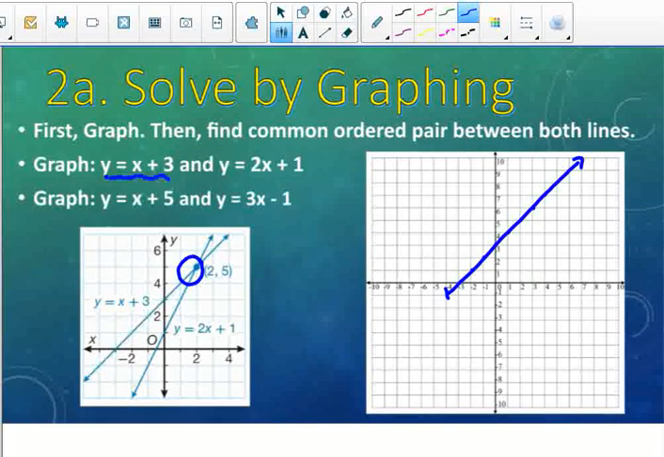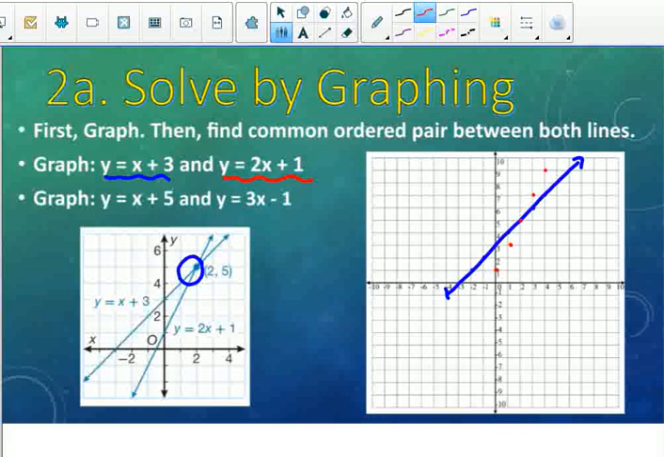So that's this one here. Let's do this one here. So put a point at positive 1 on the y-intercept. Slope of positive 2, so up 2 over 1, up 2 over 1, up 2 over 1.